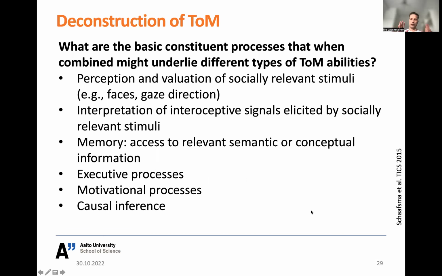And now they then go ahead and propose this deconstruction of theory of mind by asking the question: what are the basic constituent processes that, when combined, might underlie different types of theory of mind abilities? And so here, this is just a suggestive list.